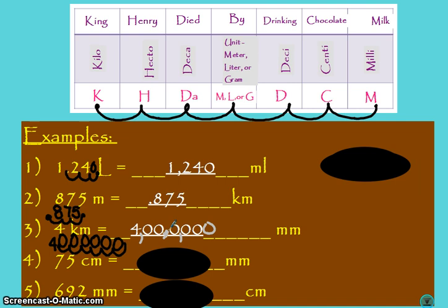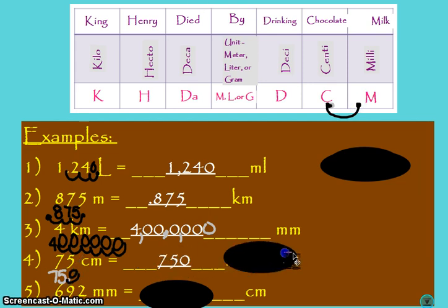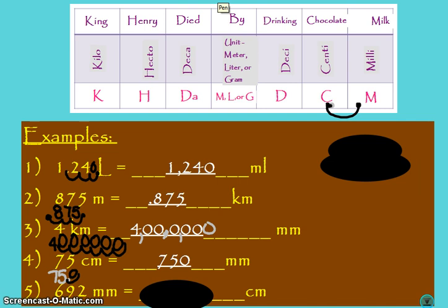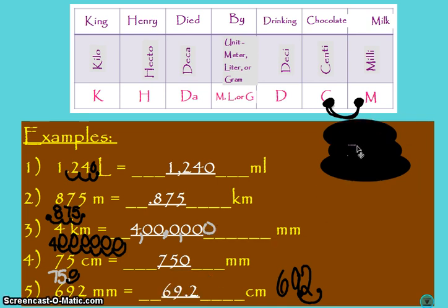Yes. Okay, 75 centimeters. 75 decimal point. And we're going to millimeters, so we're only moving one little space over from here to here. Just once. And we get 750. And the last one, we have 692 millimeters. I'm running out of room here. Decimal point at the end. And I want to go to centi, so I'm going to go from here just back to the centimeters. And I get 69.2.